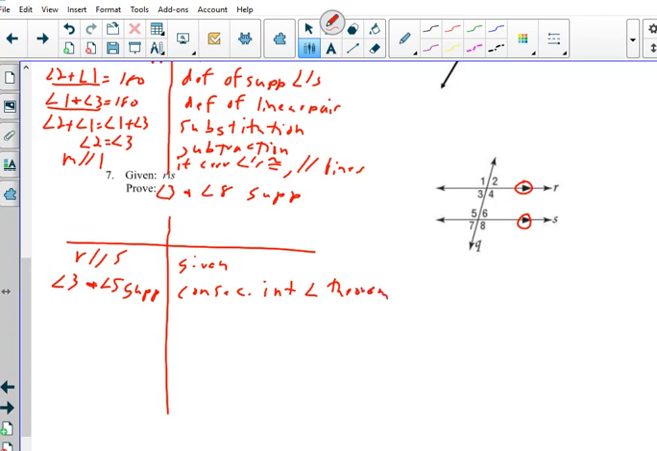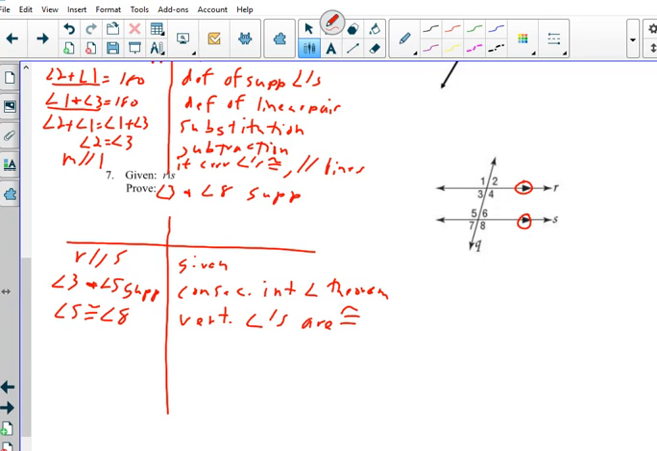On your answer key it says same side interior. That's the same thing, it's different wording. So consecutive interior angles theorem. Consecutive interior angles are supplementary in between parallel lines. Okay? Then we know 5 and 8 are congruent vertical angles. Or you say definition of vertical angles.